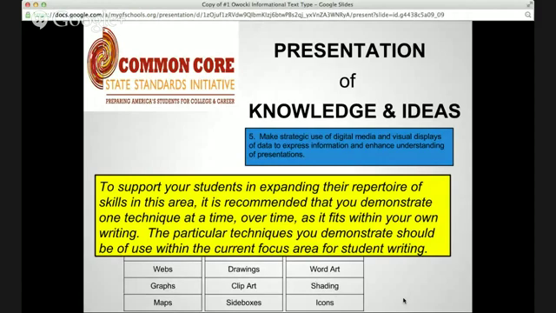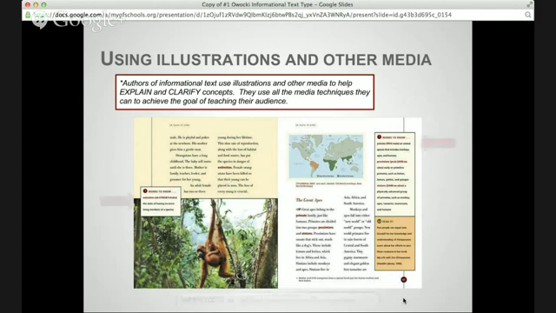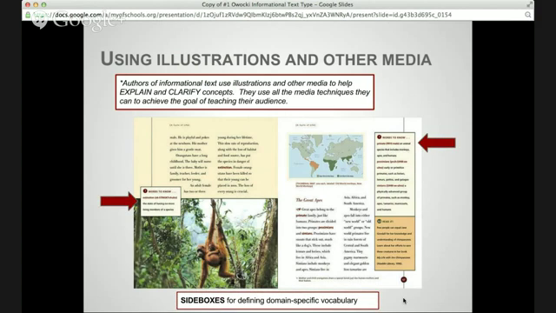But over time, kids will not only be able to recognize and understand why authors do this in their reading of informational text, but also in the use of them in their writing of informational text. So here are other illustrations in media. The sidebars for defining domain-specific vocabulary. That's a really good one.